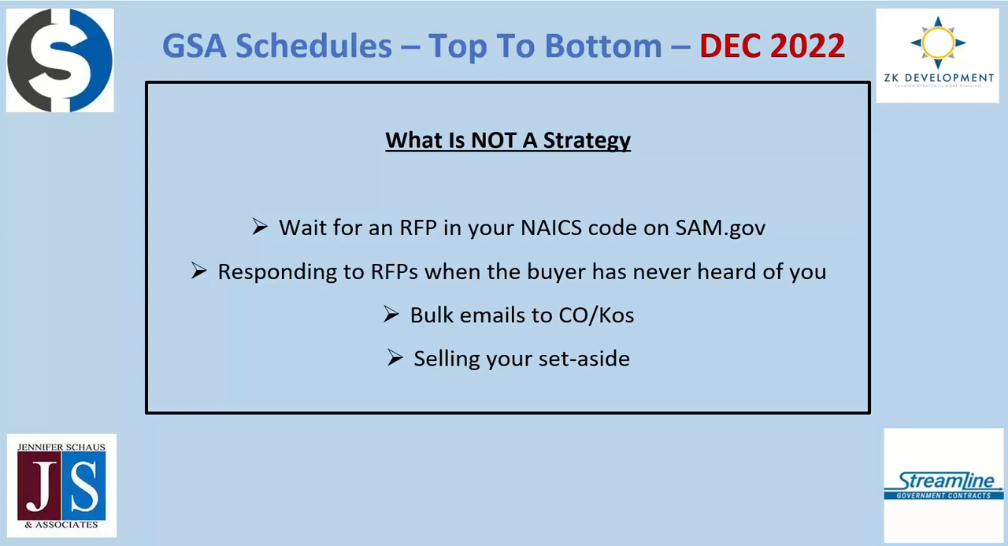Bulk emails don't work well, so try to avoid them. And selling your set-aside doesn't work well. People don't succeed in the federal government by meeting their small business goals. There are some people who are responsible for small business goals, but the people who control the budget, the people who decide who gets the business, have objectives they have to meet in their agency about getting a job done. And by the way, if they can meet their small business goals at the same time, that's great. But you'd better be able to do the work excellently. Next slide, please.